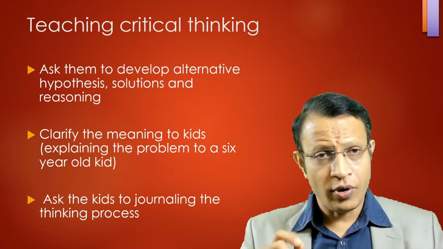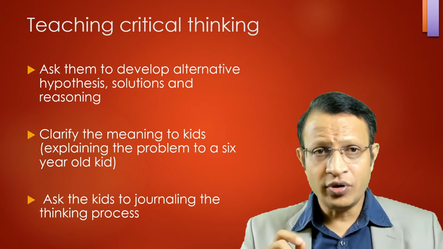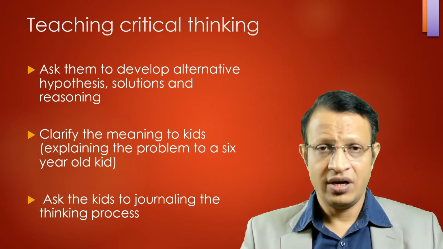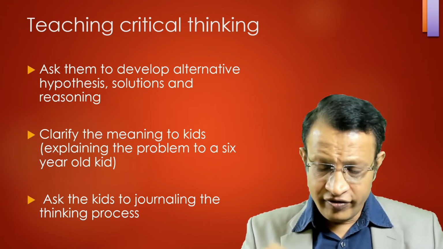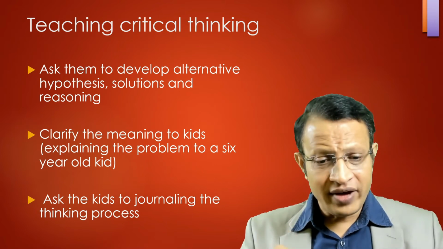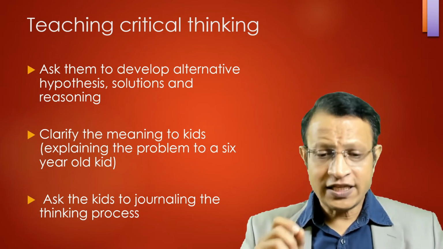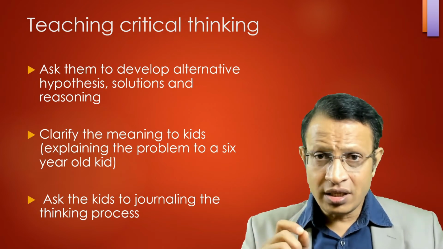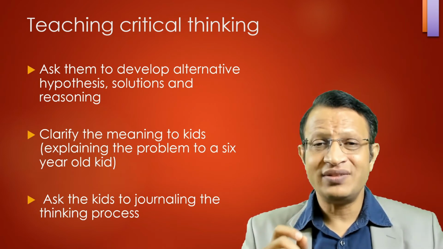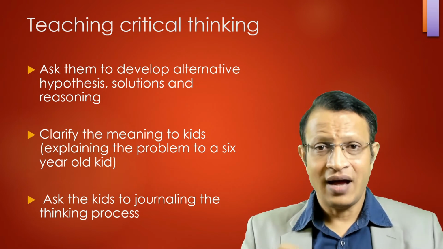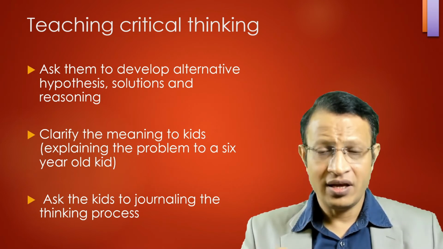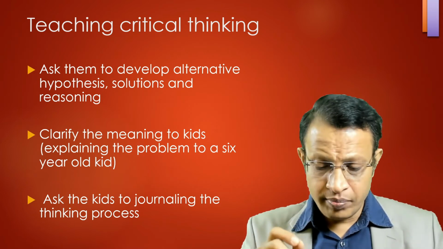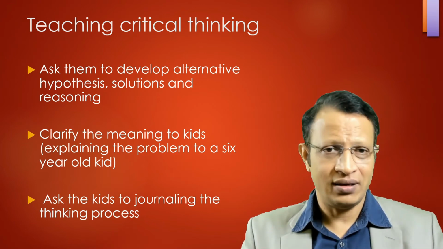Another important thing is to ask them to develop alternative hypotheses, solutions, and reasoning for a problem. Clarify the meaning to the kids. Explain the problem to a 6-year-old kid, because a 6-year-old will be able to think and analyze; analytical thinking will be developing. This is the time you should start providing critical thinking to the child.